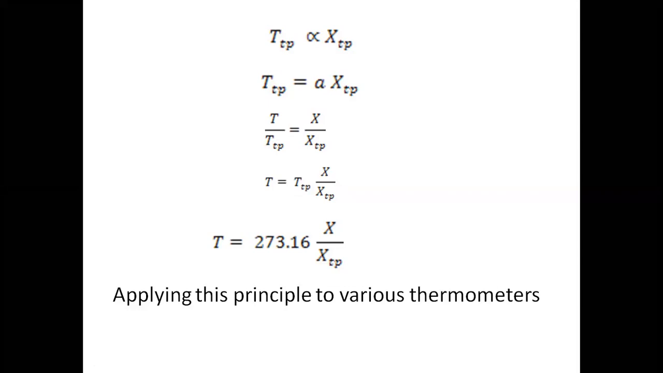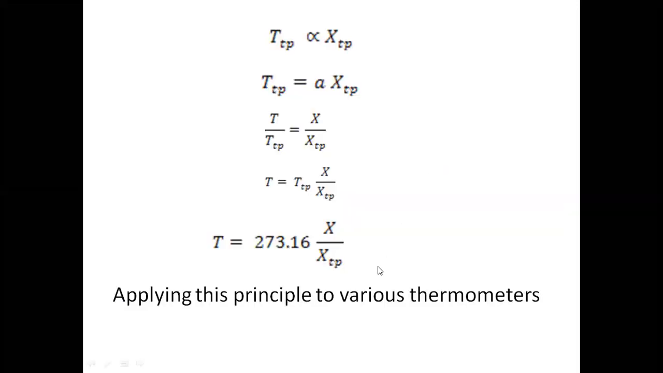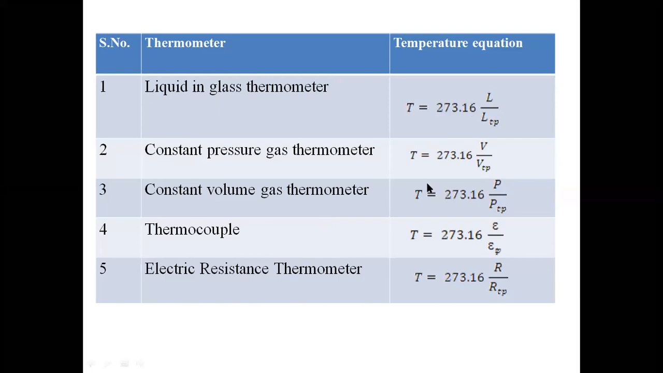If we apply this principle to various thermometers, the first one is the liquid in glass thermometer. In the place of x, for liquid in glass thermometer, length is the property. T equal to 273.16 into L by LTP. In case of constant pressure gas thermometer, the formula is T equal to 273.16 into V by VTP. In case of constant volume gas thermometer, T equal to 273.16 into P by PTP.